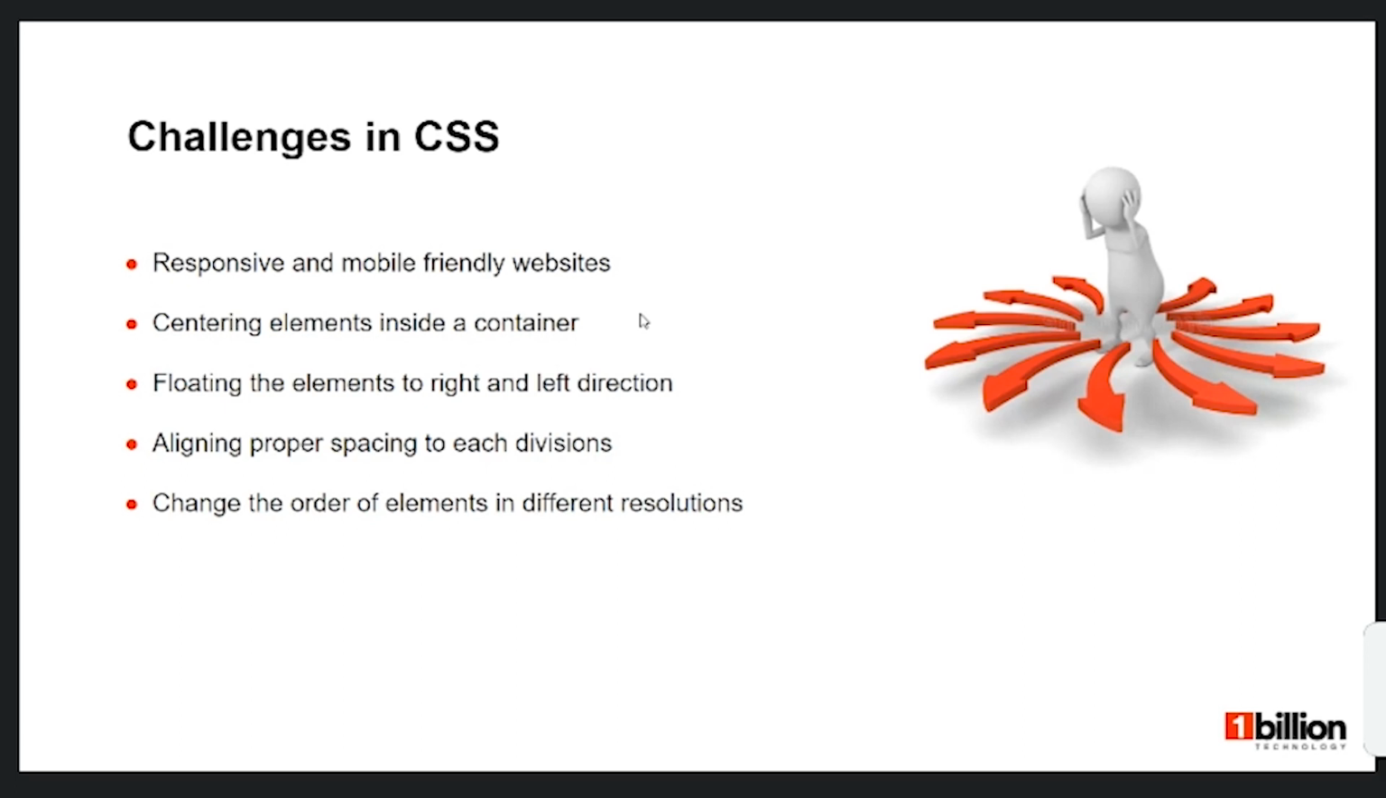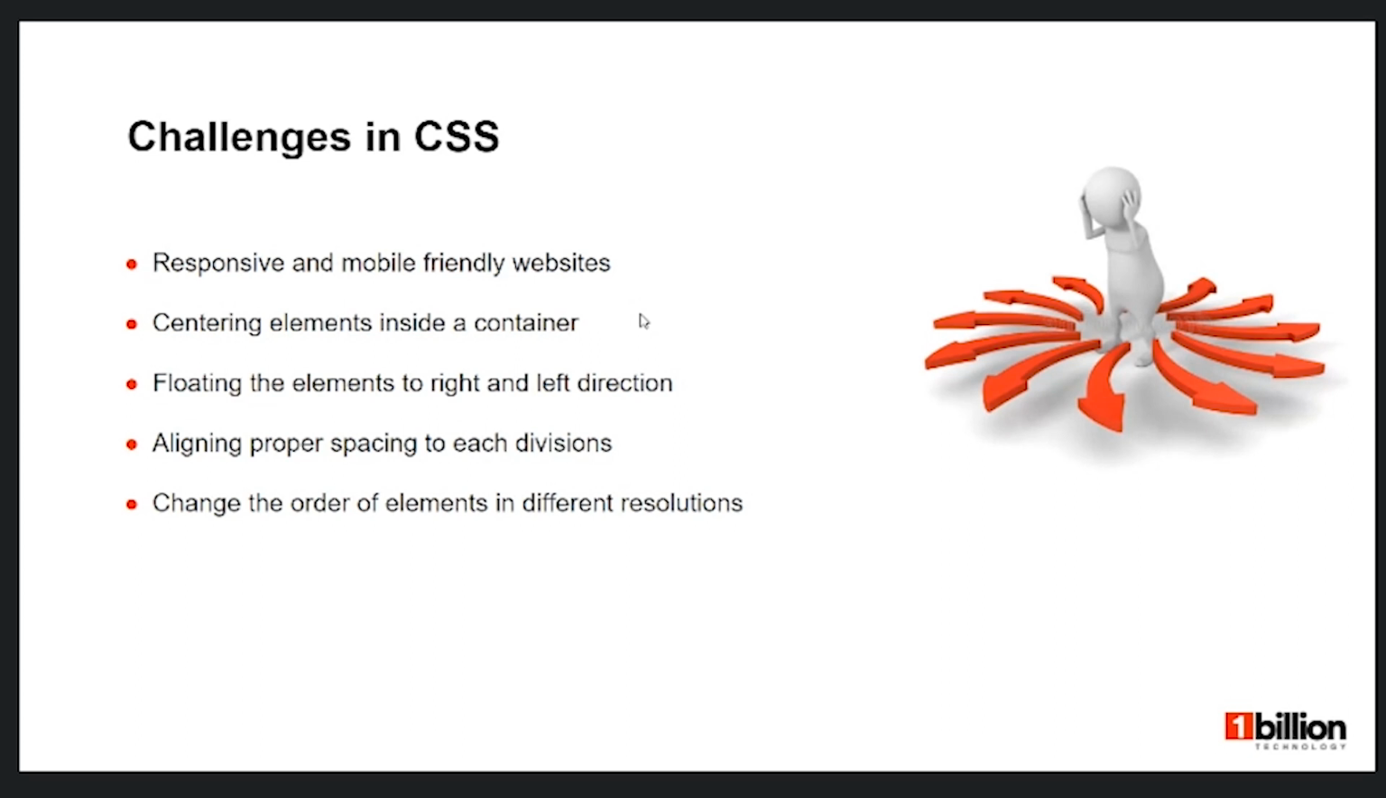Even centering the elements inside a container and floating the elements from right to left is hard. For example, if you use the float property in CSS, sometimes it may collapse the whole component. And also properly aligning the spacing between each division and changing the order of elements in different resolutions. For example, if you want to change the order of elements on iPad and on phone in different orders, then there may be a need to change the HTML structure also. So all these can be achieved with HTML and CSS, but it will take some effort and time.